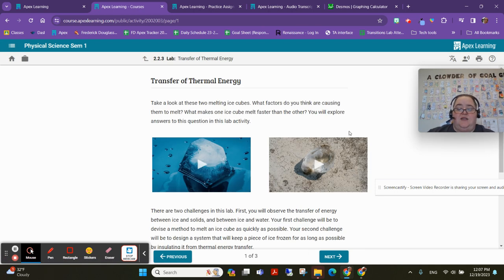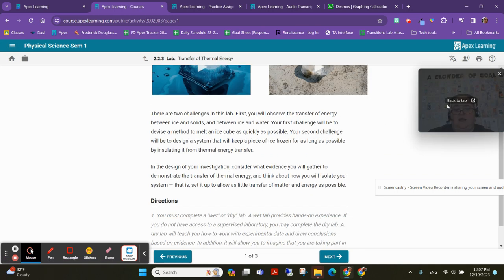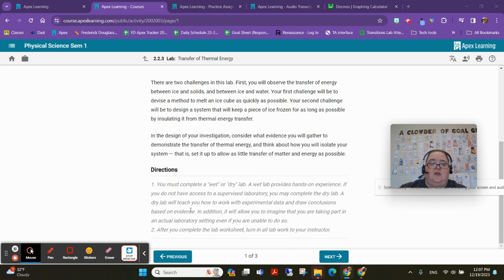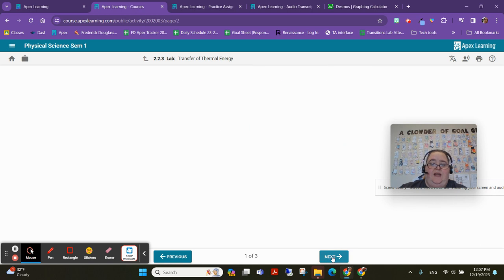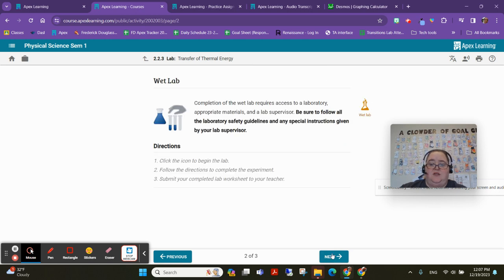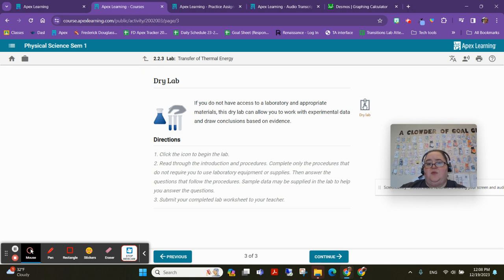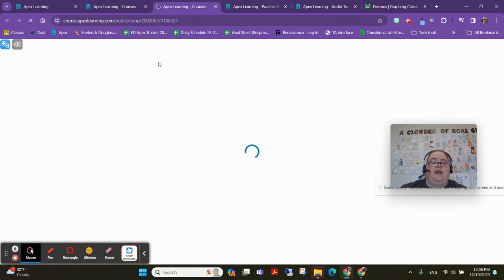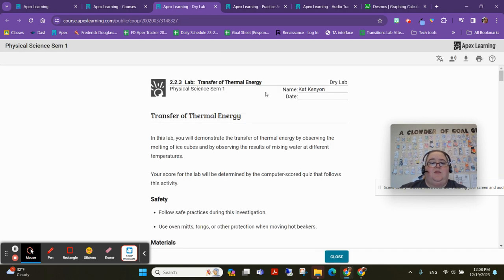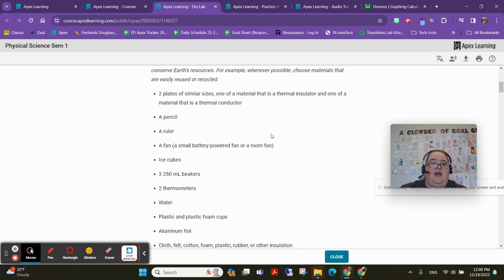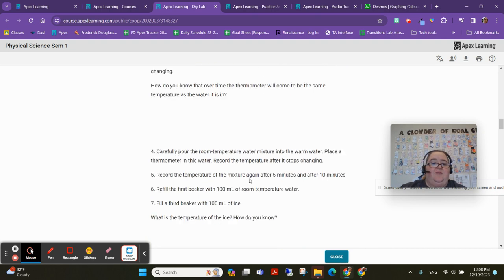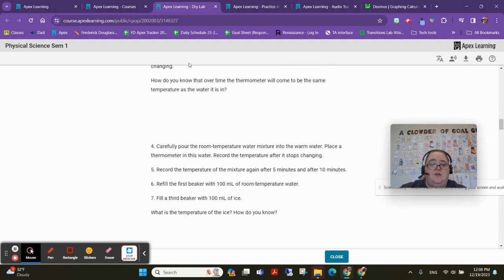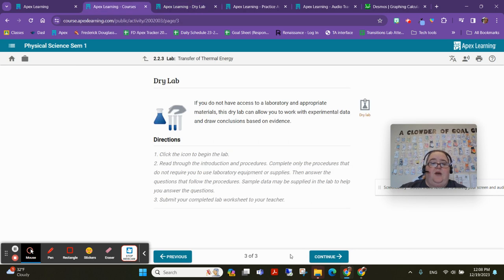Labs are important to science teachers. I don't think this is news to any of you, okay? So they're going to give you directions to do a wet lab or a dry lab. You're going to talk to the teacher about which one. For the most part, we do the dry labs, okay? So you're going to click on the dry lab, and this is what you need to complete for your lab for this lesson, okay? So this will be a document with information. Again, you're going to fill it out, right? You're going to read through this, and you're going to answer the questions, okay?